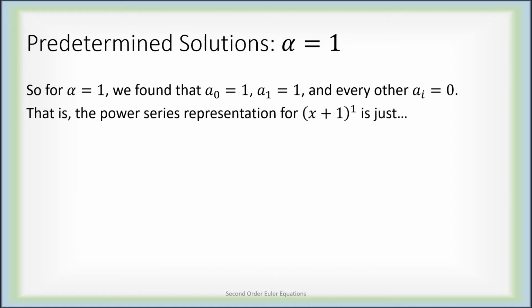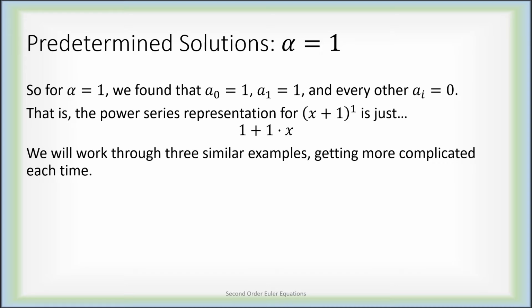So the power series representation for (x plus 1) to the alpha, where alpha is 1, so (x plus 1) to the first, well, a0 is 1, a1 is 1, and every other coefficient is 0. In other words, (x plus 1) to the first is just 1 plus x. Of course it is. (x plus 1) to the first is 1 plus x. Thankfully, we actually were able to derive something that was obviously true. We're going to work through three similar examples, getting a little bit more complicated every time.